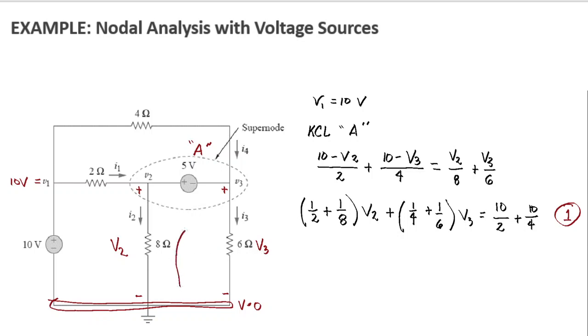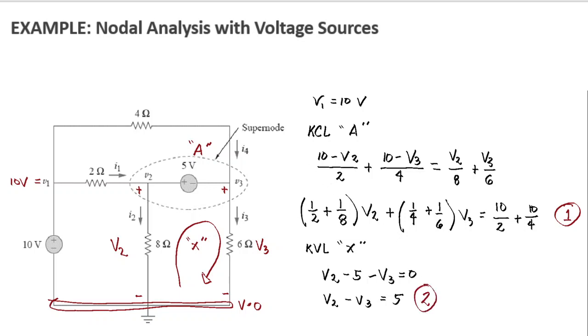Now we can apply KVL on this closed path. Let's name that loop X. Applying KVL at loop X, our loop passes through the V2 source, enters the negative, leaves the positive, so that would be a positive V2. Then passing through this 5-volt voltage source, it enters the positive of the 5 volts, then leaves the negative, so that would be a negative 5. Then it enters the positive terminal of V3 and leaves the negative, so that would be negative V3 equals 0. Arranging, we have V2 minus V3 equals 5. And that would be our equation 2.